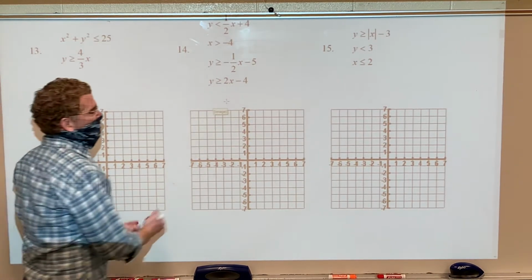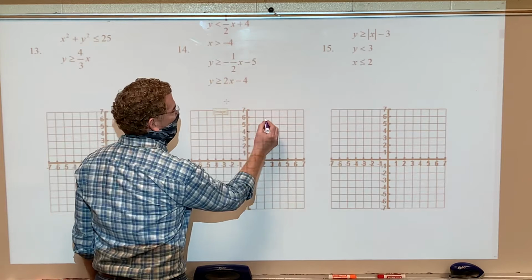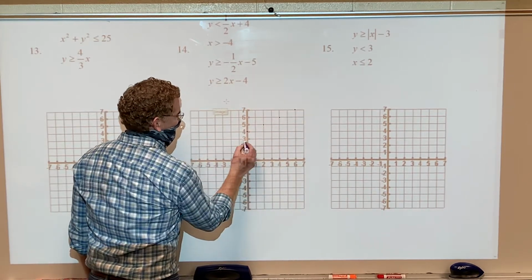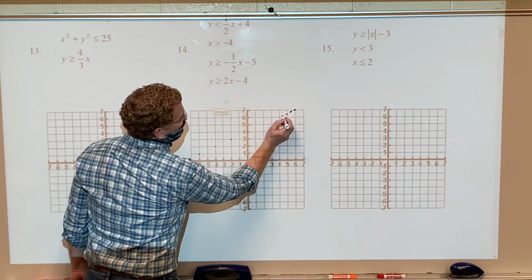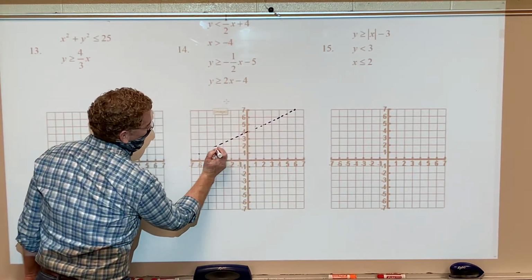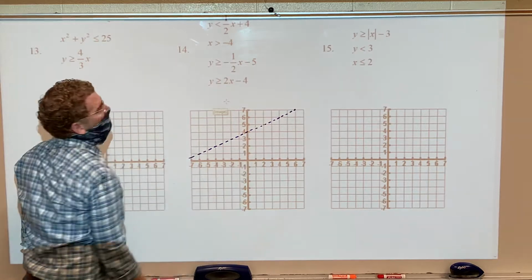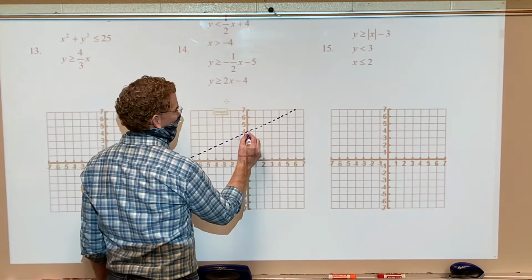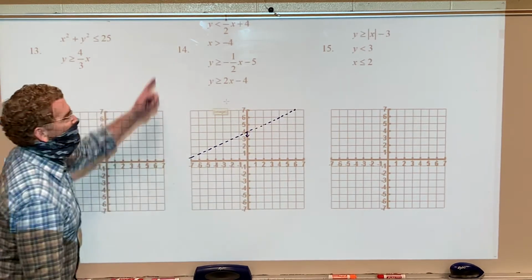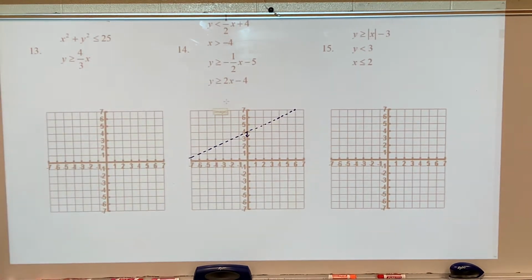Up 4 with the slope of, so up 1 over 2, up 1 over 2, up 1 over 2, down 1, left 2, down 1, left 2. Dotted. Shade above or below? Below. I'm going to put a little arrow and say, okay, I'm going below on this one. Next one, x greater than negative 4.